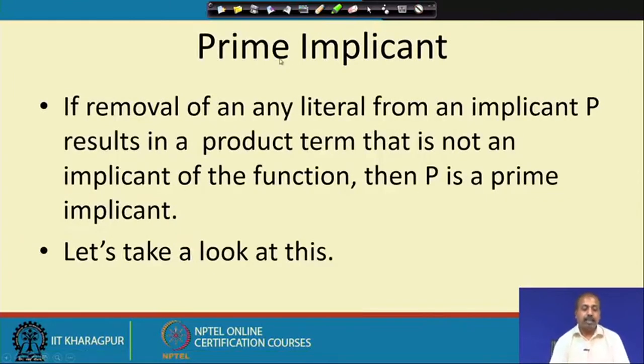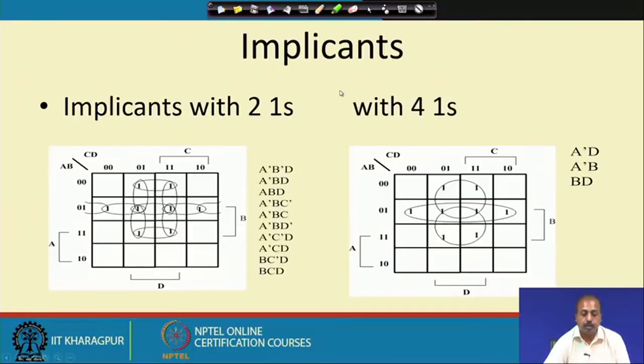So, a prime implicant is one where, if you remove any literal from the implicant, then it will result in a product term that is not an implicant of the function. So in that case P is called a prime implicant. Implicant means something that generates some 1. Now, if you remove some term and it leaves some of the ones uncovered, then it will be called a prime implicant.